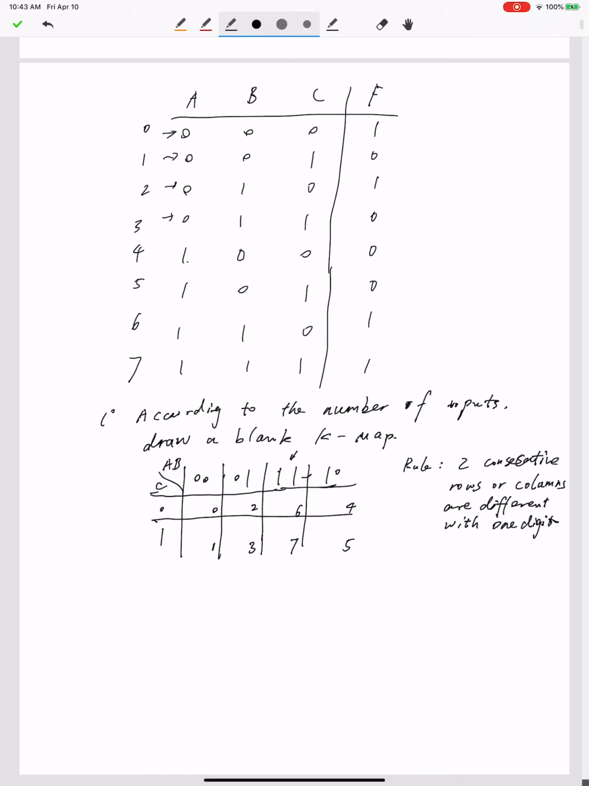Right, after we finish labeling these cell numbers, the next thing we need to do is fill ones into the blank kernel map. So how to fill ones? Which cells should have 1?